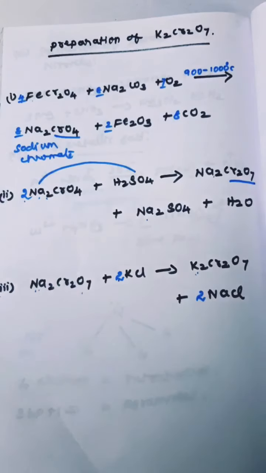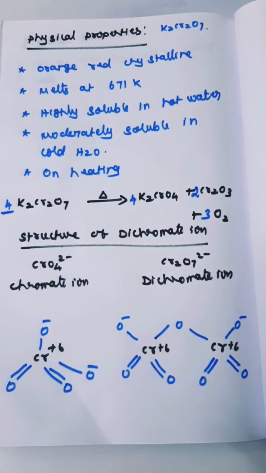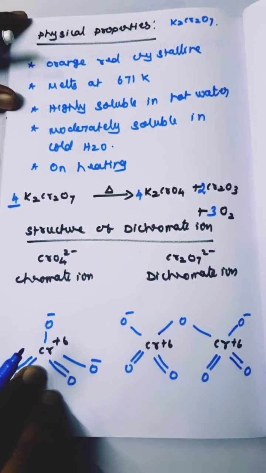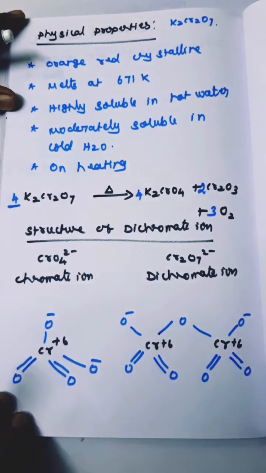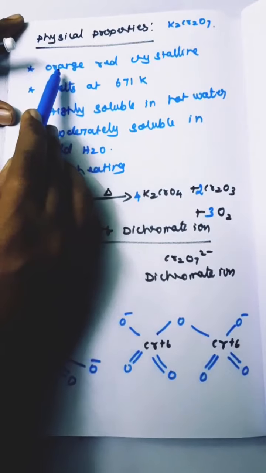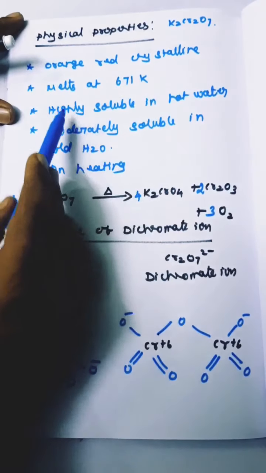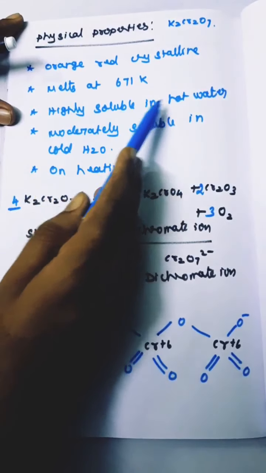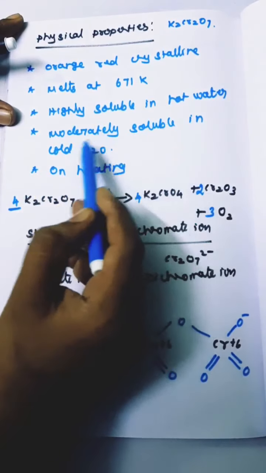Keep it in mind. Hello students, this is 12th standard chemistry. In the last video we discussed the preparation of potassium dichromate. In this video we are going to discuss some of the physical properties and the structure of the dichromate ion. In the physical properties, it is an orange red crystalline substance, melting point 671 Kelvin. It is highly soluble in hot water, moderately soluble in water.